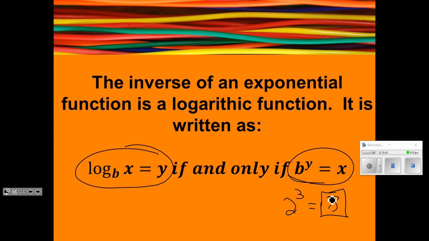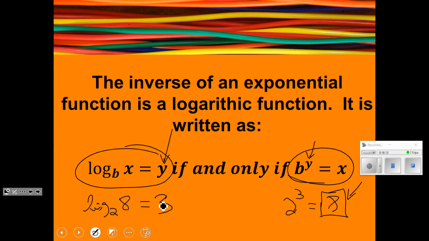What you do with logs is the opposite. Instead of looking for the outcome, like we normally do, it's when you're searching for the exponent. So if I reverse this, this would be the log base 2 of 8, with the base staying the same. It asks: 8 is what exponent? I'm searching for the y. So I could say, 2 to what power is 8? That helps you find that the answer here would be 3.